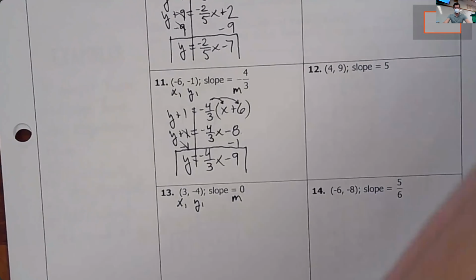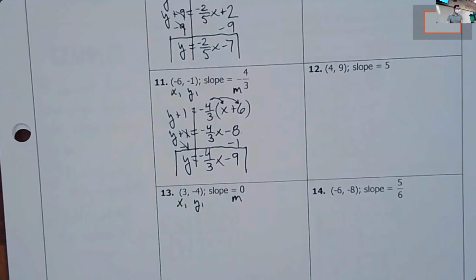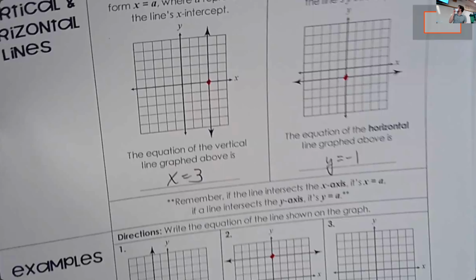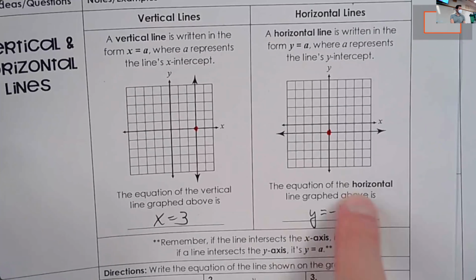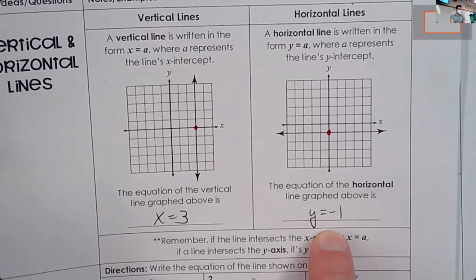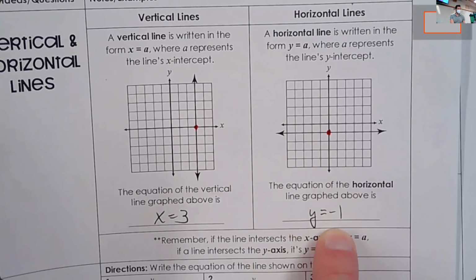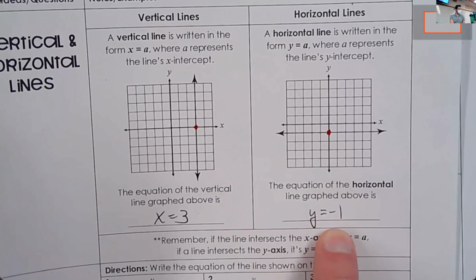And last Thursday, we saw equations of horizontal and vertical lines. And because m is 0, we have a horizontal line. And a horizontal line is always defined just by the y-intercept, by the value of y. There is no value of x in a slope-intercept equation for a horizontal line. So let's keep that in mind as we go through problem number 13.